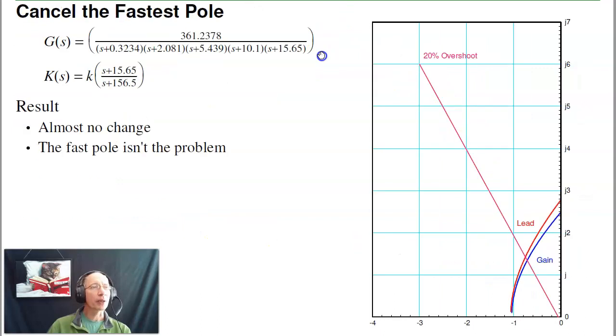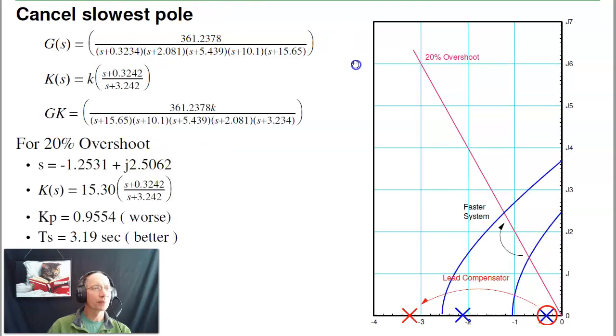Can I do better? Well, if I add a lead compensator, I've got to cancel one of the poles. So let's cancel the fastest pole. What that did is that took the root locus, the blue line, and pulled it left just a little bit, not a whole lot. Which again is what we saw before. Canceling the fast pole does squat, so that's not the pole you want to get rid of.